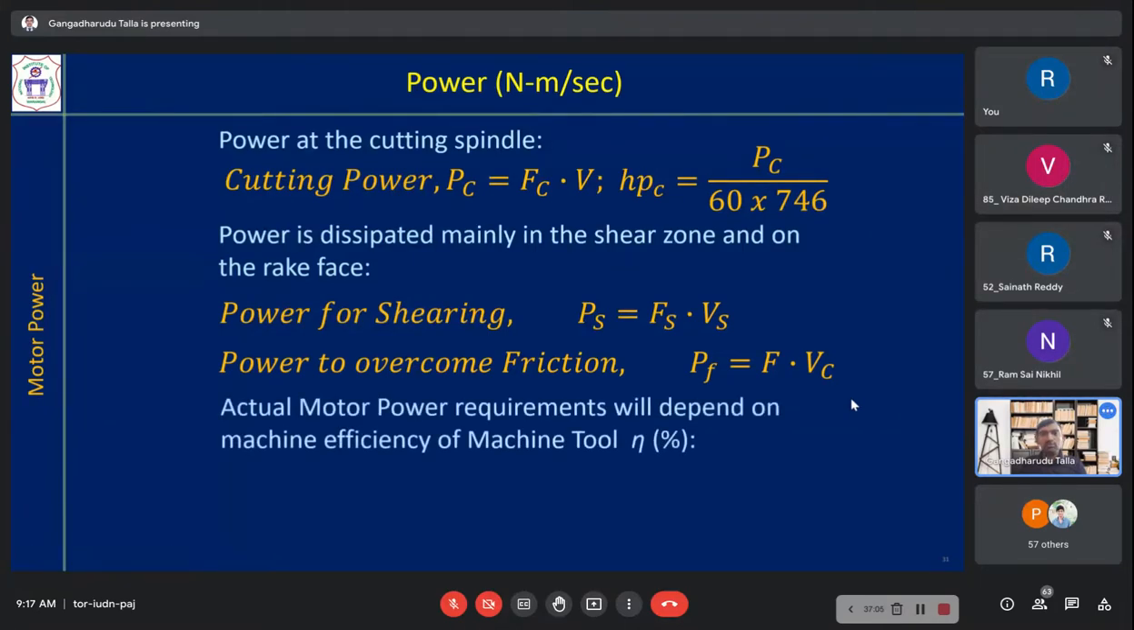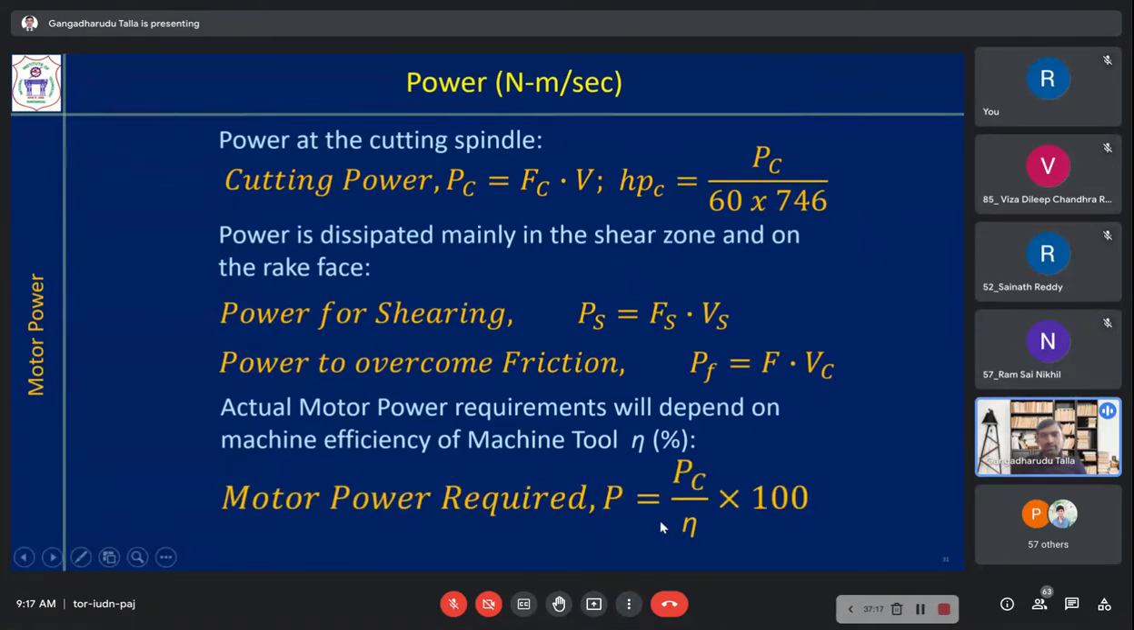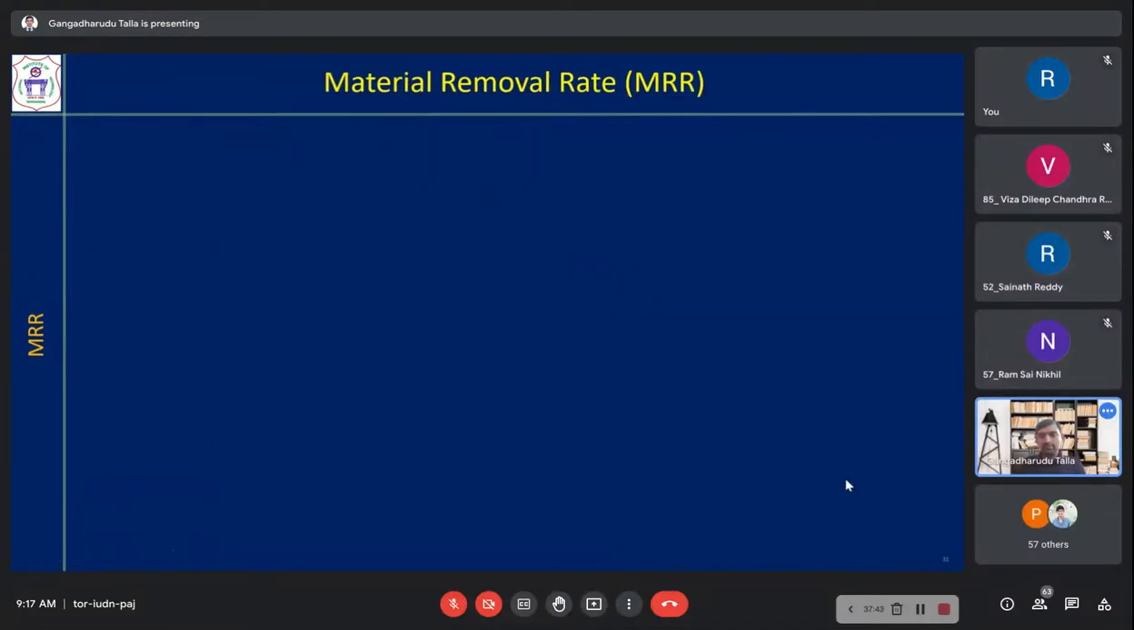Now actual motor power required will depend on the machine efficiency definitely. So you will not have 100% efficiency. So you can write actual power required, motor power required is equal to Pc divided by this zeta, because we need more power. So we have to divide this into 100. Suppose you are using some 100 horsepower, but only 90% of that is used in the metal cutting process. So remaining some waste will be there, into 100.